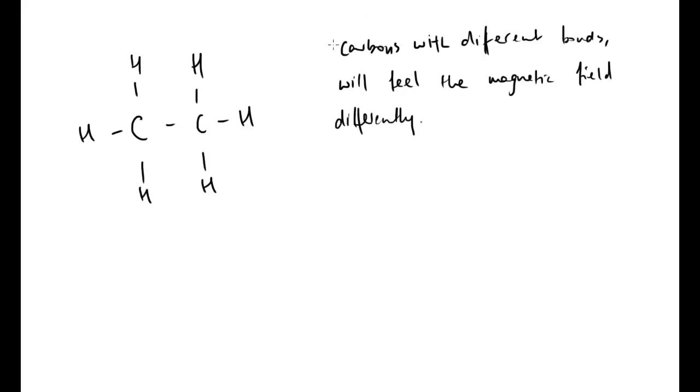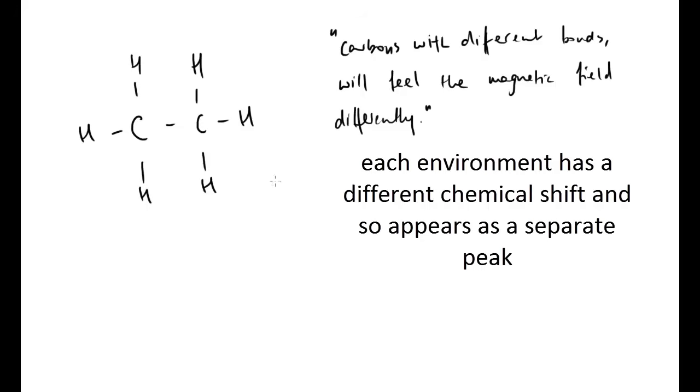Now, apply it to this scenario here. This carbon has attached to it 3 hydrogens and 1 CH3, 1 methyl group. This carbon has attached to it 3 hydrogens and 1 methyl group. Therefore, actually, these 2 hydrogens, in terms of NMR, are classed as having the same carbon environment.